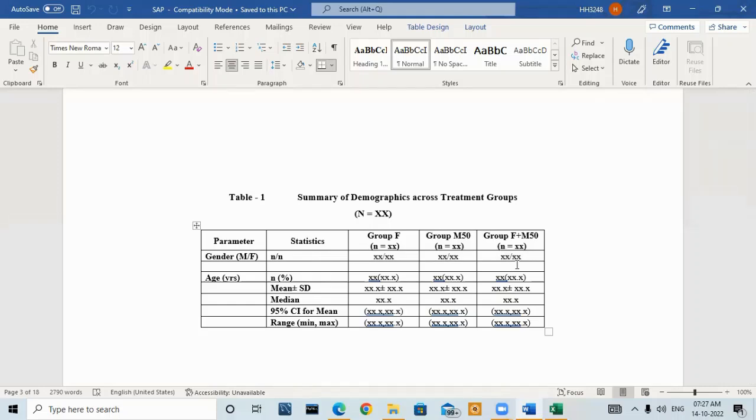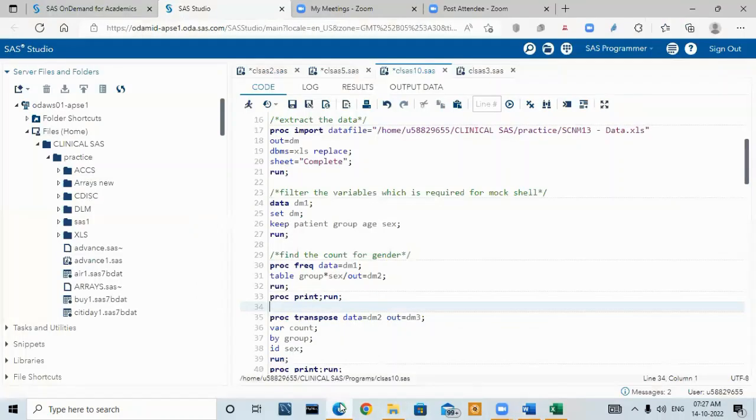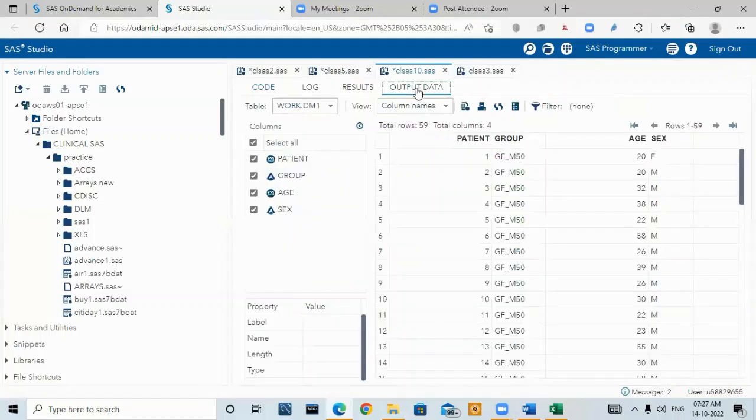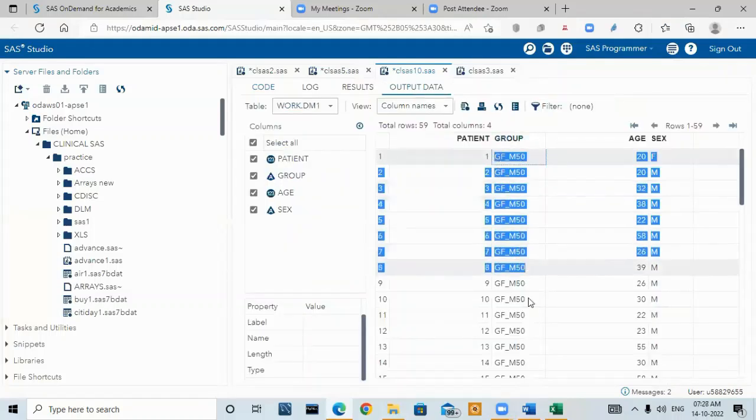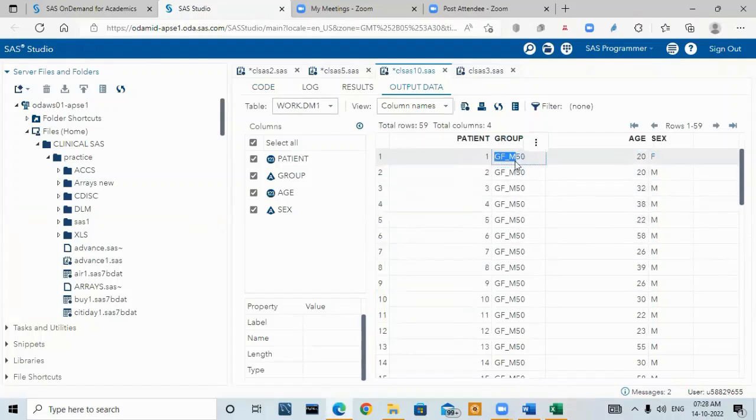Cross tabulation means group versus gender. We want the statistics in the frequency. What versus what? Gender versus group. Here the groups are not present in separate columns. If you see the table, all the groups, GM50, GFM50, are present in a single column. What is the name of that column here? Only group. There are no separate groups like GM50, GF50. In the file we don't have them, but we want them separately, that we will do later on.